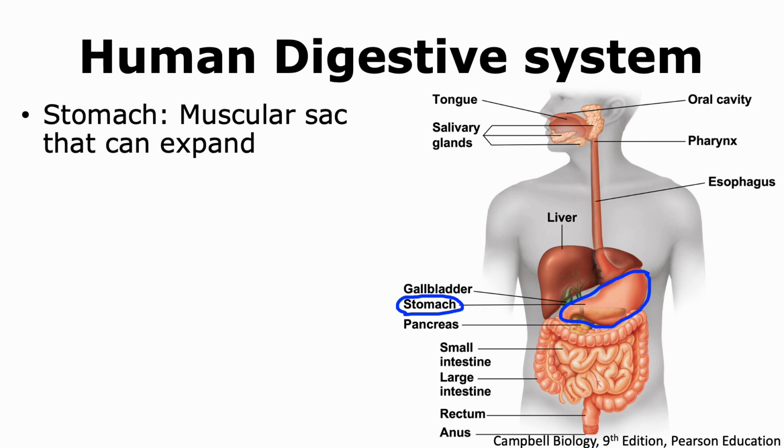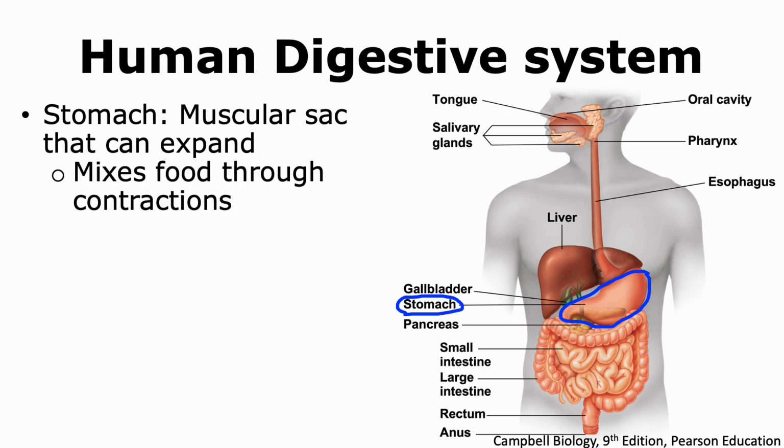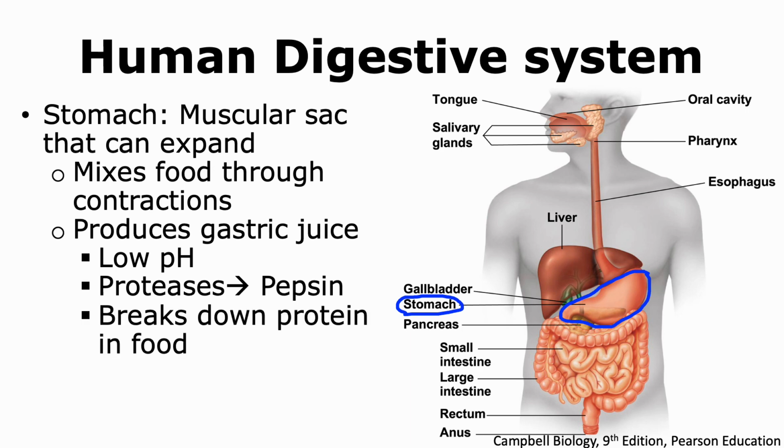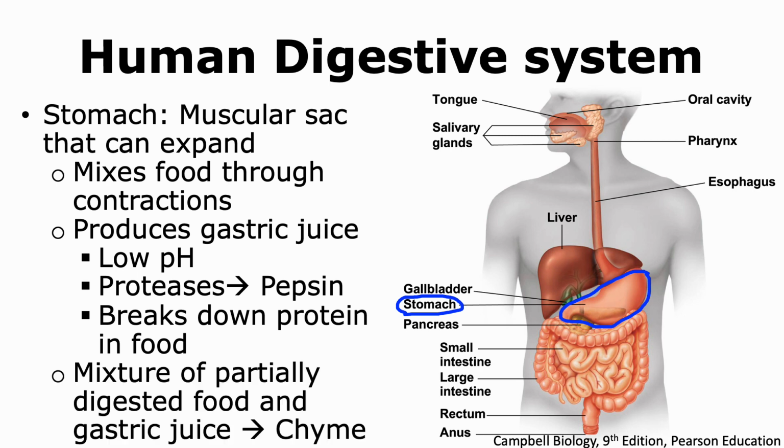The stomach is a muscular sac of the digestive system that can expand as food accumulates in it. It is able to mix the food through contractions and produces a fluid called gastric juice. This gastric juice is quite acidic and hence has a low pH. It also has proteases, and the most important one is pepsin. These proteases are able to break down proteins that are present in food into smaller structures. This mixture of partially digested food along with the gastric juice is called chyme.